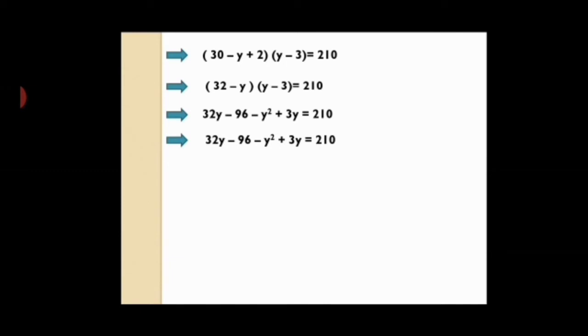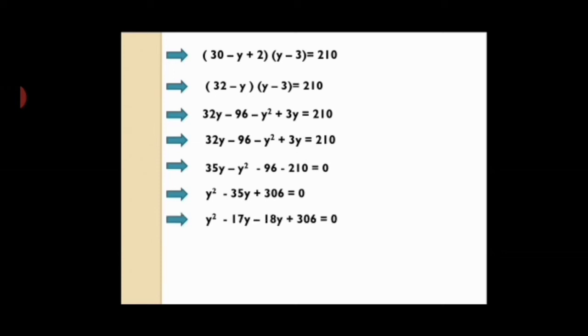After simplification we will get 35y minus y square minus 96 minus 210 equals 0. When we arrange all these terms and take minus common, we will get y square minus 35y plus 306 equals 0. Now we will factorize this.